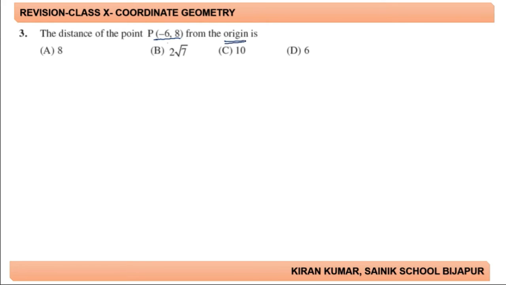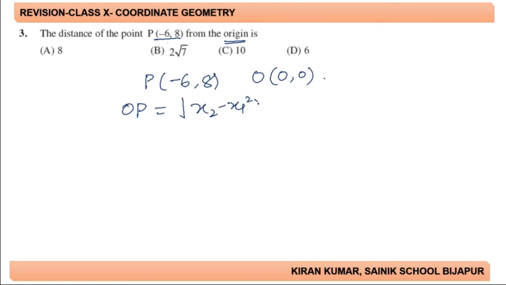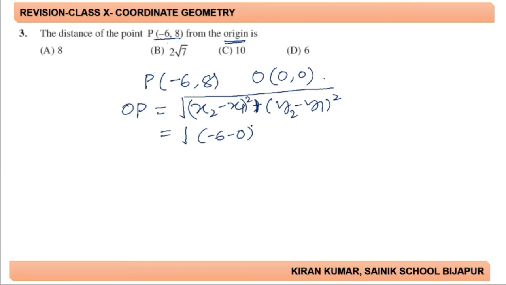Since it is from the origin, one of the points is point P (-6, 8), and the other point is the origin (0, 0). We have to find the distance. OP will be the root of (x2 minus x1) whole squared plus (y2 minus y1) whole squared. This is equal to the root of (-6 minus 0) squared plus (8 minus 0) whole squared.